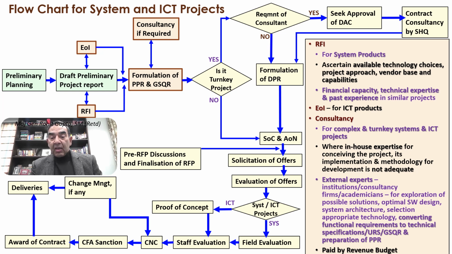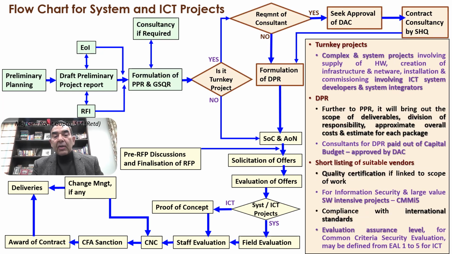Consultancy is allowed and external experts are allowed, which may be institutions, consultancy firms, academia, for the exploration of possible solutions, optimal software design, system architecture, system appropriate technology, and more importantly, for converting the functional requirements to technical specification and the user requirement specification and the GSQR as applicable, and thereafter preparing the PPR, the preliminary project report. Now, all these consultants are paid out of the revenue budget. In the flow chart, the next question is: is it a turnkey project?